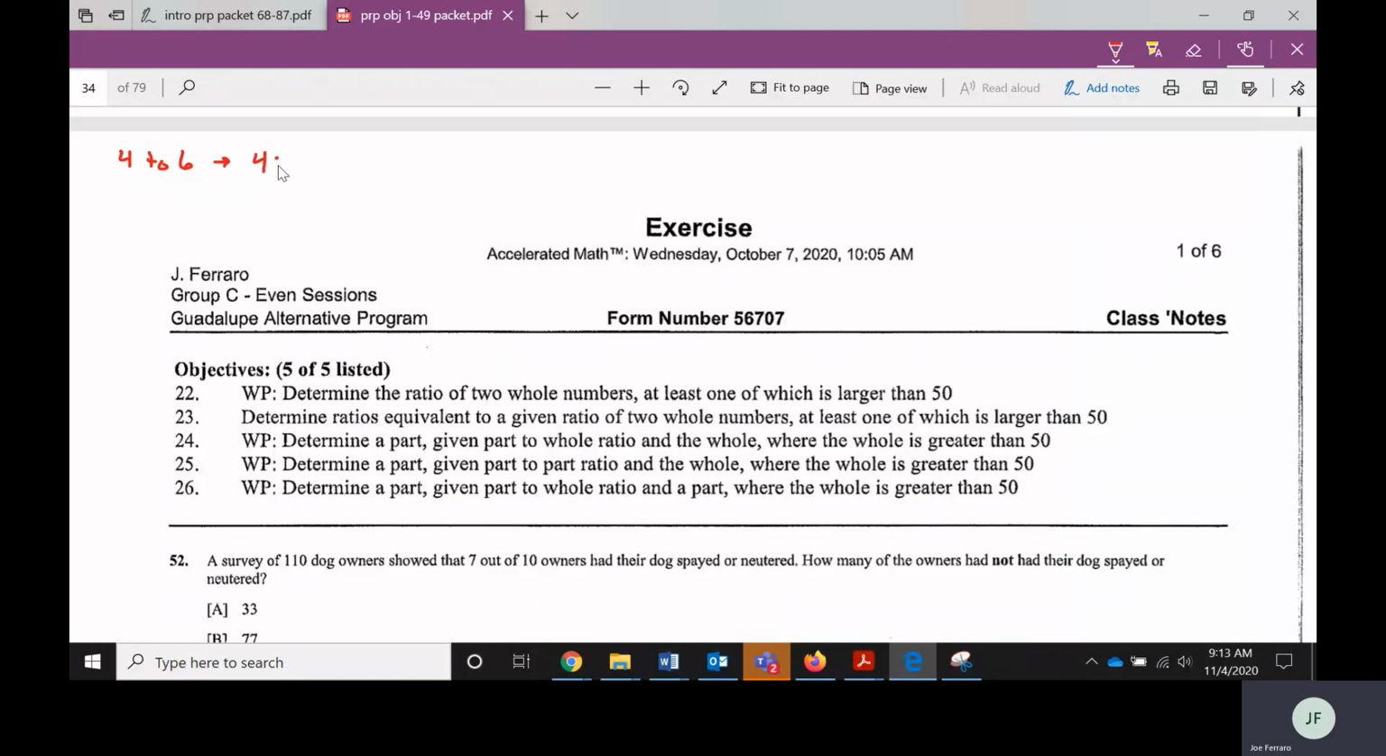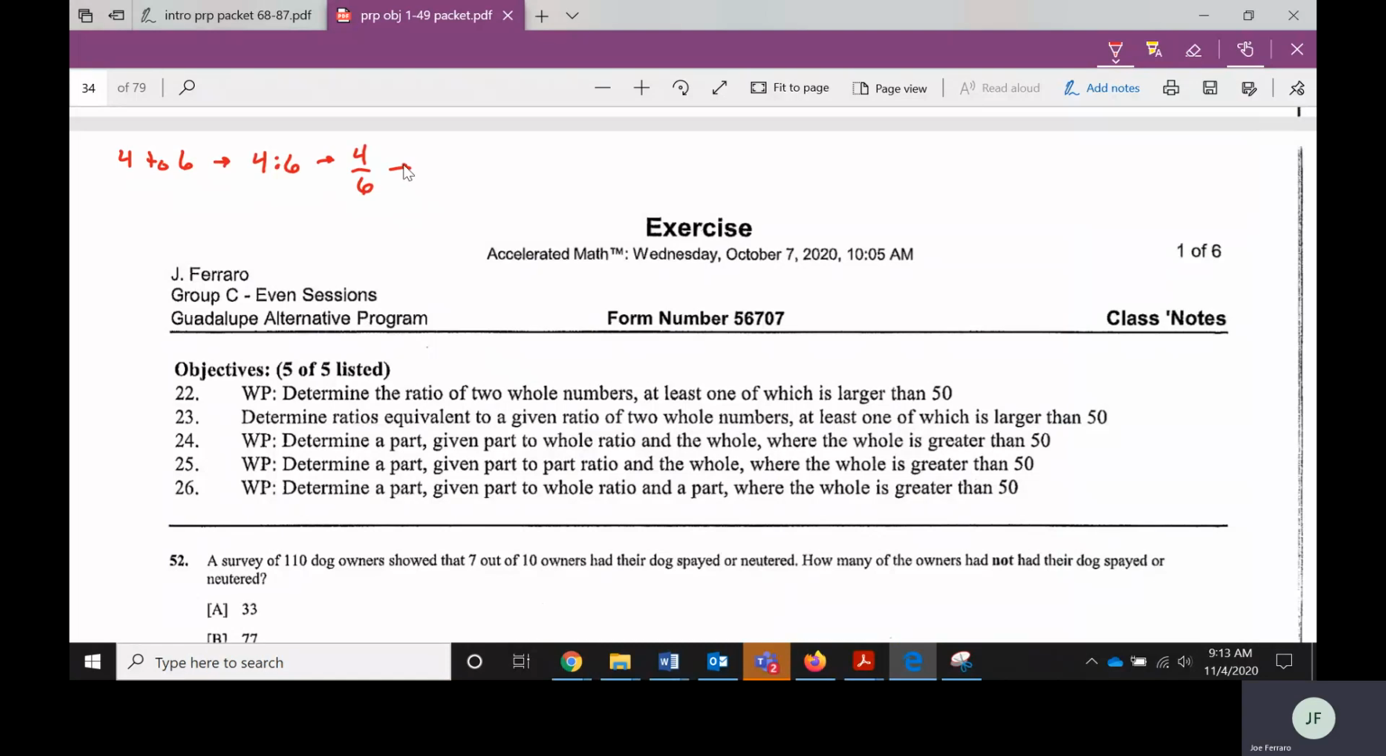Another way it can be written, instead of writing out the word to, you can write it with a colon in between. This would still be read 4 to 6. That can also be written as a fraction with the first number on top and the second number on the bottom. You could read that as 4 to 6 if you know it's a ratio, or you could say it's 4 6ths. The other thing you can do with ratios, if it makes sense in certain problems, is because it can be written as a fraction, it can be reduced.